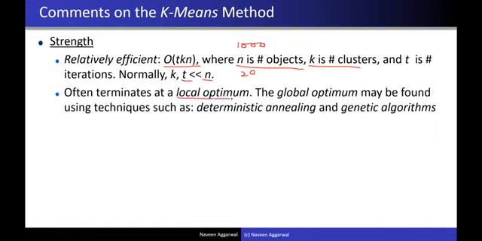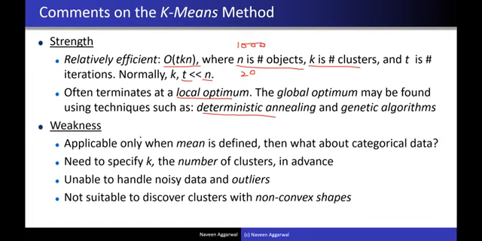We cannot guarantee that there is a global optimum, so the solution is a local optimum. We may improve it by using dynamic programming or techniques like deterministic annealing or genetic algorithms. So there are certain improvements to this.